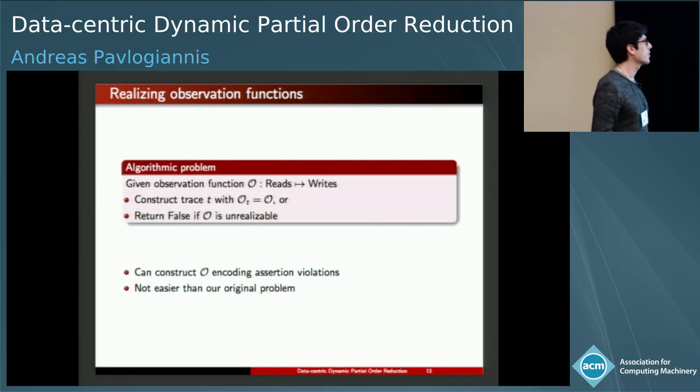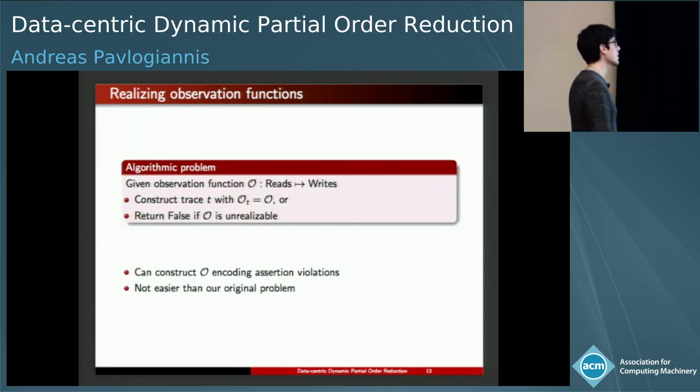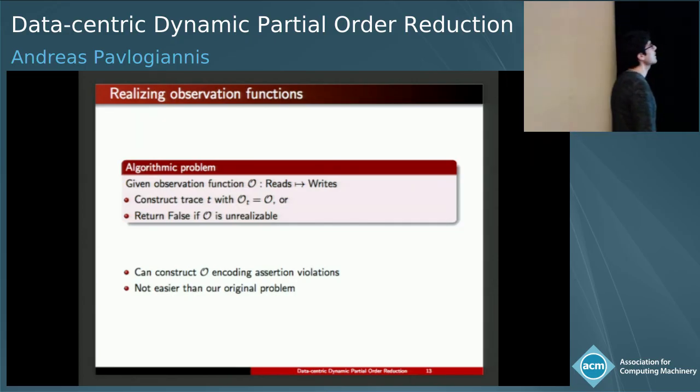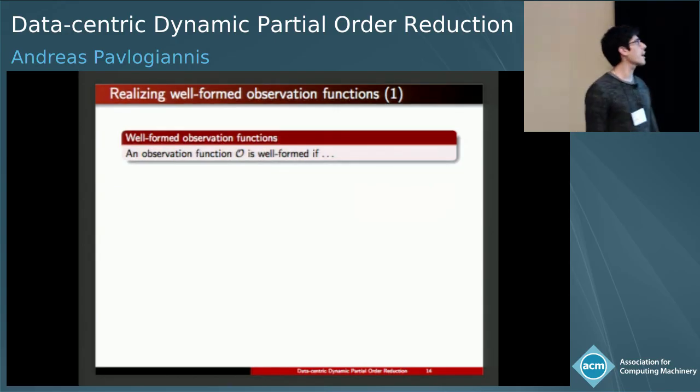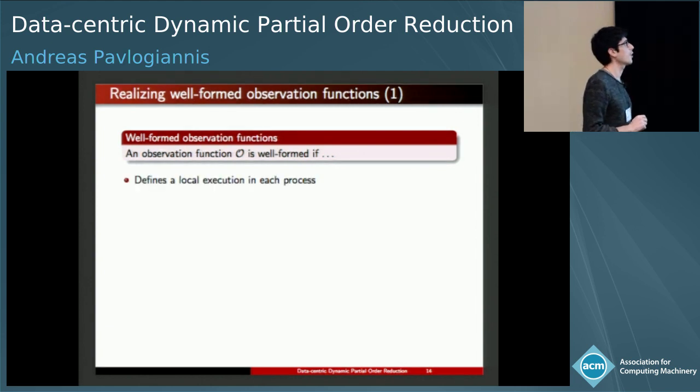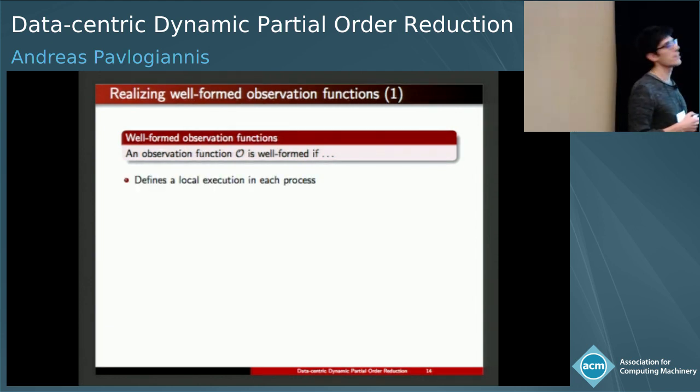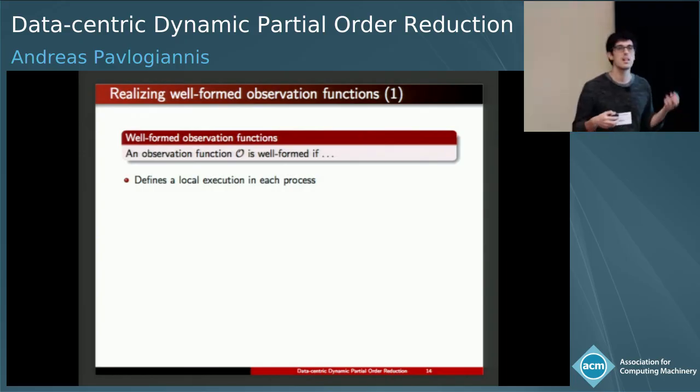A moment's reflection will reveal that this is not easier than our initial problem, because you can use observation functions to encode assertion violations. So instead, we'll focus on a slightly simpler problem, which is that of realizing what I call well-formed observation functions. And we won't bother ourselves with a precise definition. It suffices to tell you that a well-formed observation function specifies a unique execution for every process in our system.